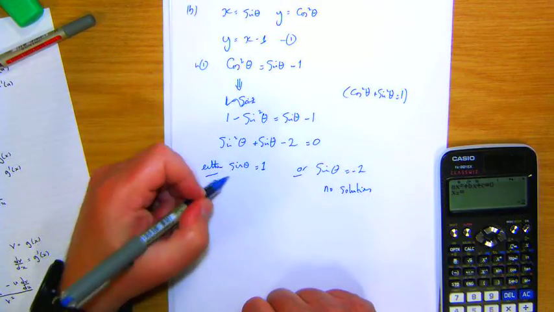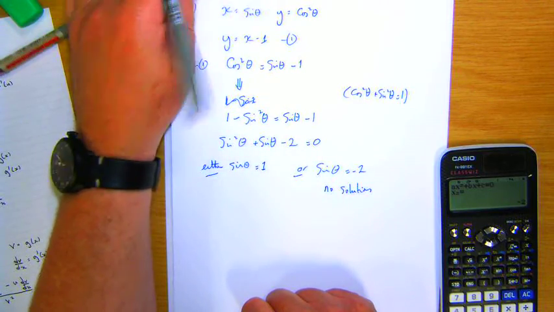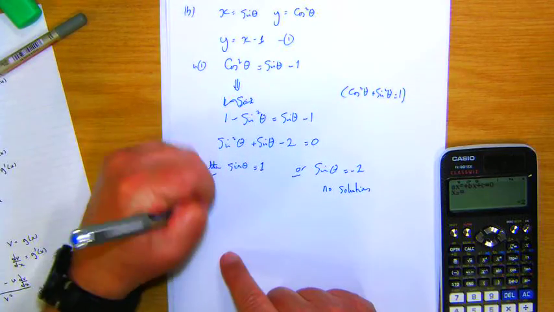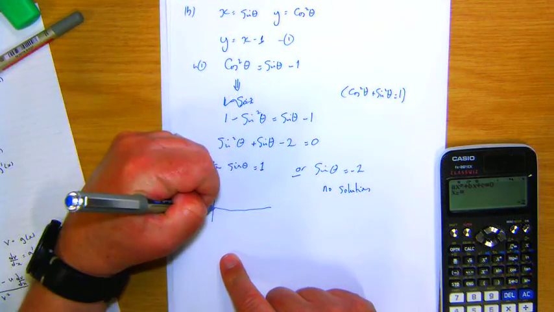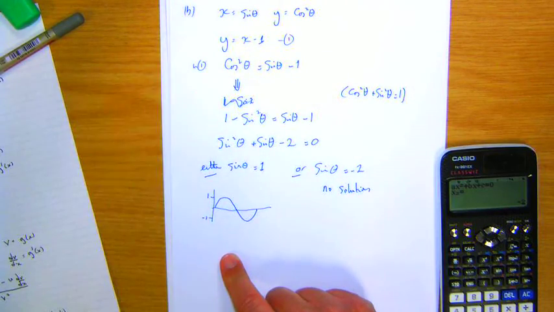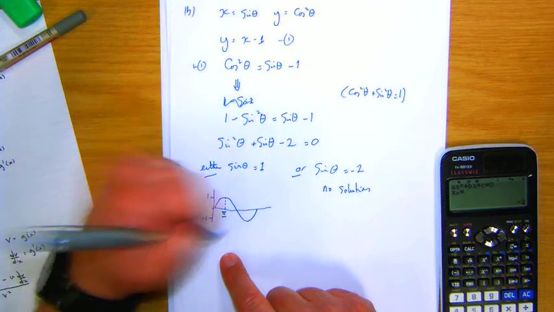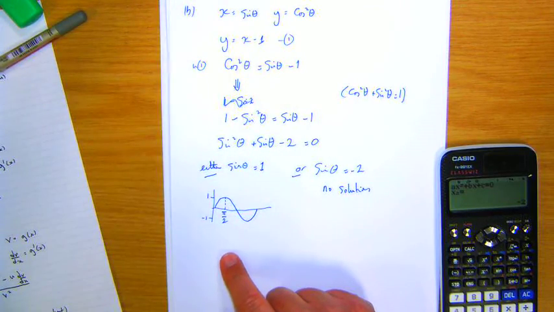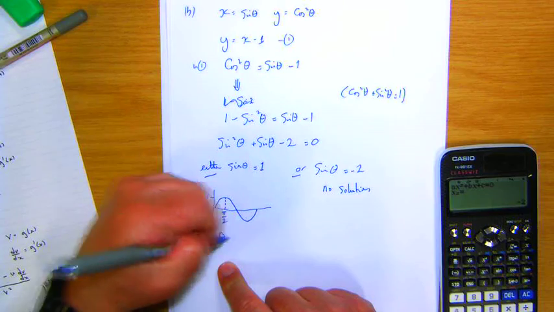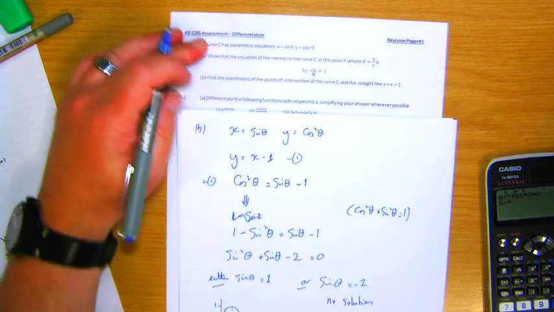So we're interested in the values where sine theta equals 1. And if you think about our sine curve, which goes between minus 1 and 1, the only value which gives you a value of 1 is pi by 2. So theta equals pi by 2. Right, let's go back to the question.